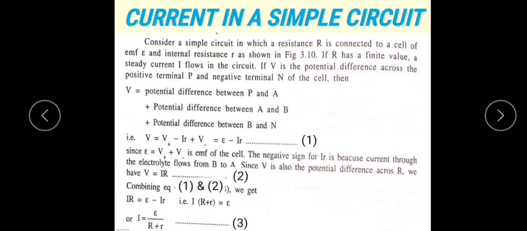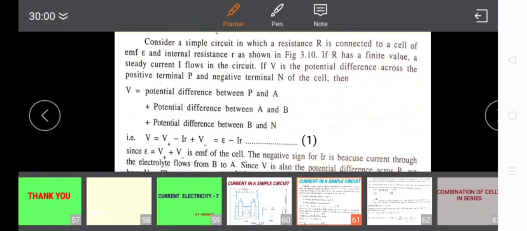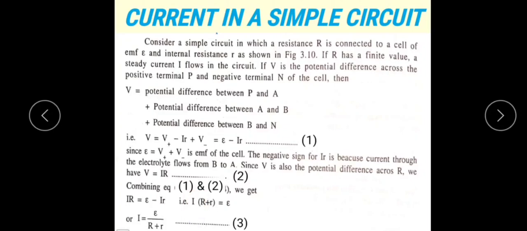So the Ir term we send to the LHS side, then minus Ir becomes plus Ir. Then I keep it outside, the remaining term R is already there, so R plus r, and the equation is I into R plus r is equal to E. But we want current, hence R plus r is sent to the RHS side, hence I is equal to E divided by capital R plus small r. This is an expression for current through the simple circuit.